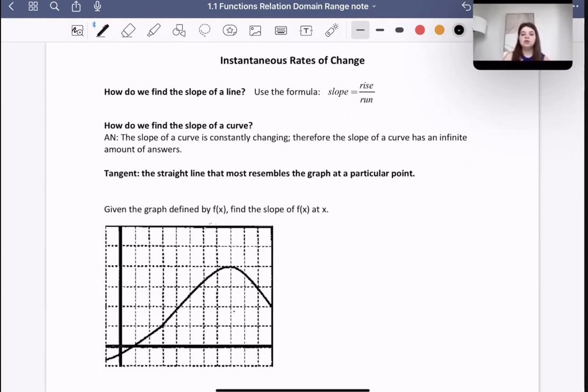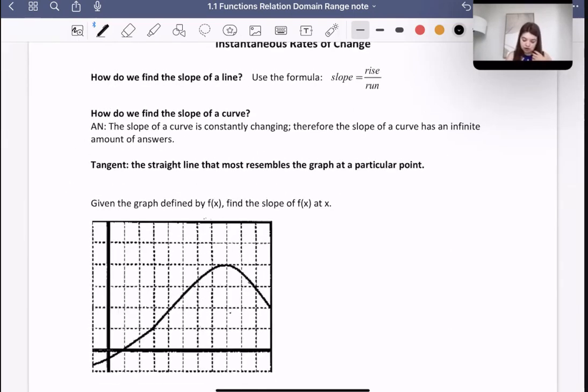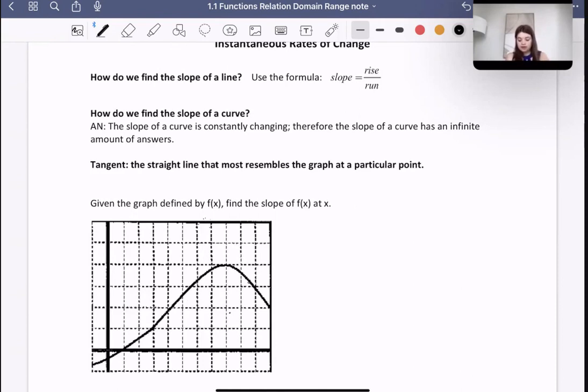So how do we find the slope of the curve? Well, the problem with finding the slope of a curve is a slope of a curve isn't constant, right? When we have a slope of a line, if we find the slope for one part of the line, that proves that that's a slope for the entire line because a line has a constant slope. The trouble with curves is that a curve has lots of different slopes depending where on the curve we're looking, right? So the slope of the curve is constantly changing, and therefore the slope of a curve has an infinite amount of answers, right?